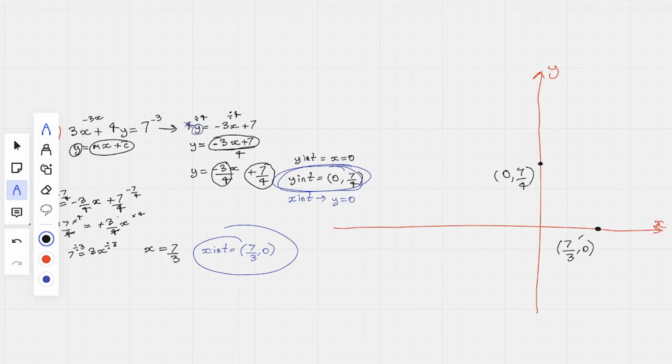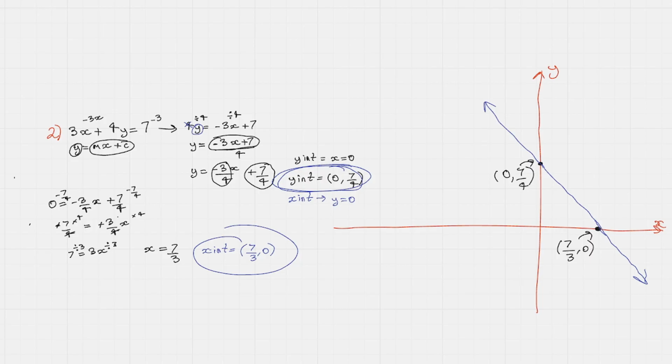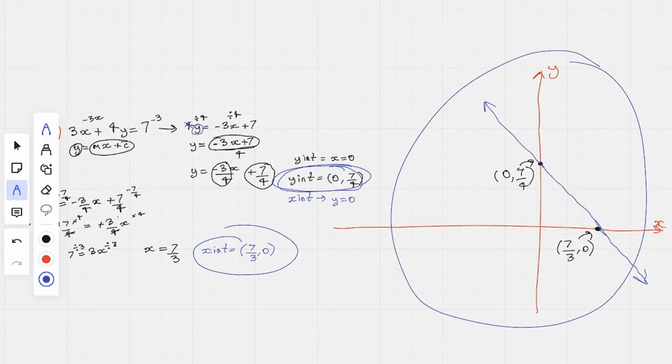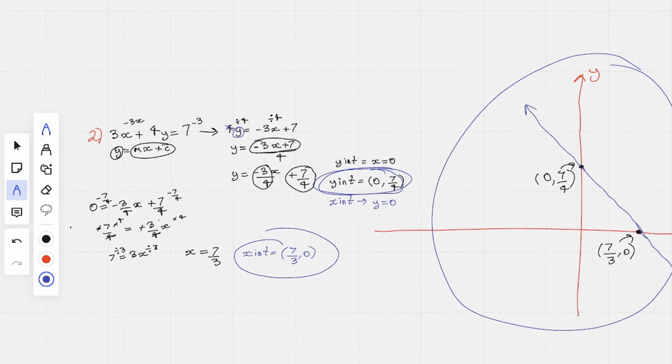If you want, you guys can draw an arrow to indicate your point. And now we just have to draw a straight line past the 2 points we have plotted on the graph. Now that wasn't a very good line, obviously. Always remember to draw the arrows at the end to indicate that there's no domain restriction and the line is continuous. And that is how you sketch a graph for 3x plus 4y is equal to 7.